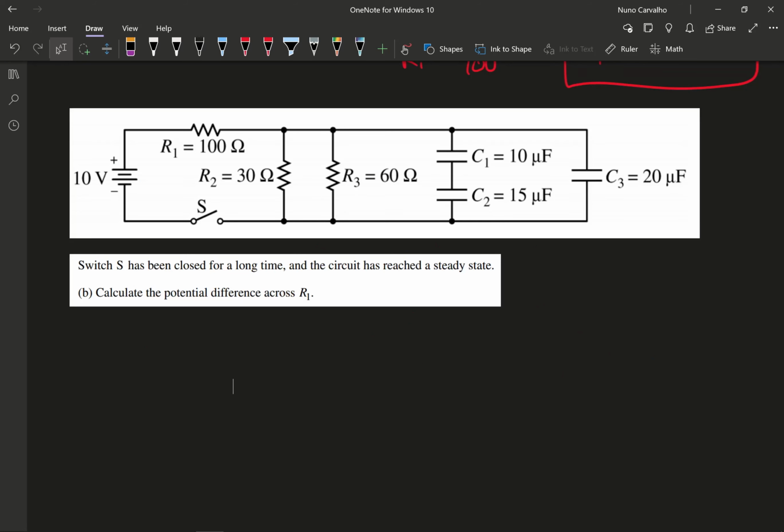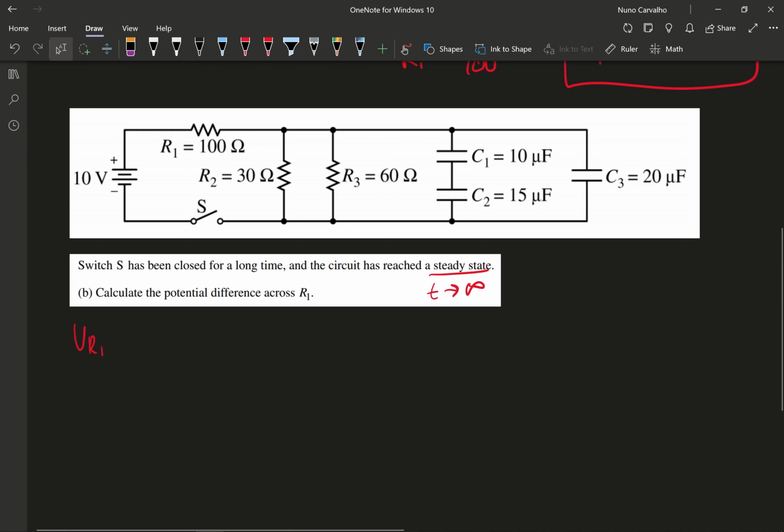Part B, we're told that the switch S has now been closed for a long time and the circuit has reached a steady state, which is really to say that time went on towards infinity is the way that I like to think about it. And we're asked to calculate the potential difference across R1. So now we're being asked about V of R1.